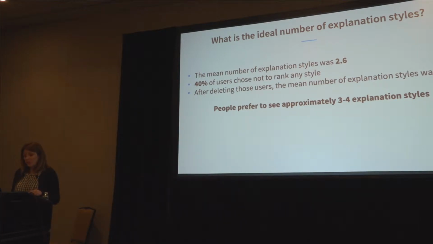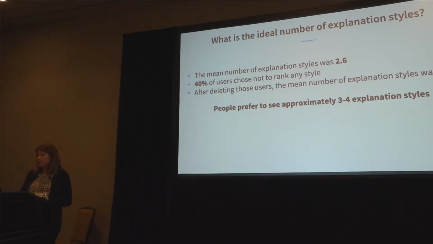Interestingly, 40% of the users chose not to rank any style. After deleting those users, the mean number of explanation styles was 4.3. So we reached the conclusion that people prefer to see approximately 3 to 4 explanation styles.